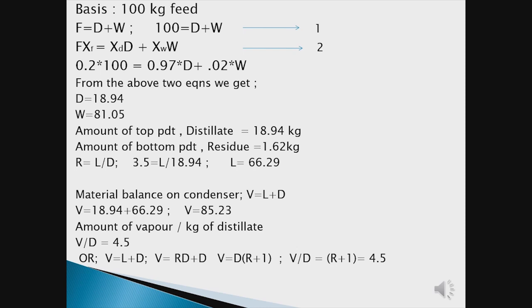That is V by D equal to 4.5. And an alternative method is being given to find the amount of vapor per kilogram of distillate. That is, we know V equal to L plus D, and we also know that R equal to L by D, right? So from that equation, R equal to L by D, we can find what L is.